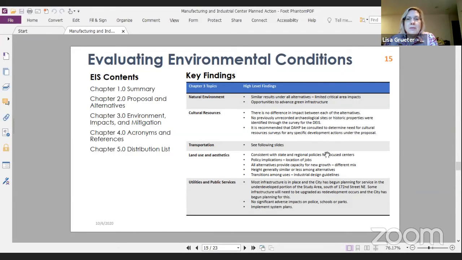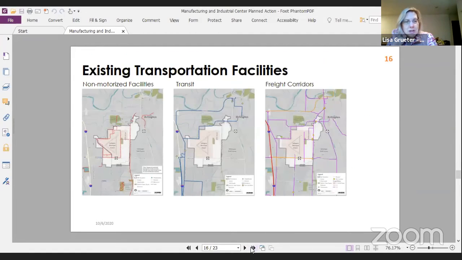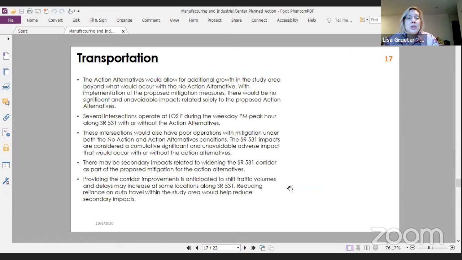If you want to go to the next slide, Radhika, we can cover transportation. These maps identify existing facilities: existing non-motorized facilities on the far left, transit routes in the center, and freight corridors that extend throughout the industrial center. For transportation, the action alternatives with additional growth would add trips and impact the system beyond what would occur for the no action alternative. As Radhika mentioned, the alternatives are sort of a bookend: low, medium, and high.